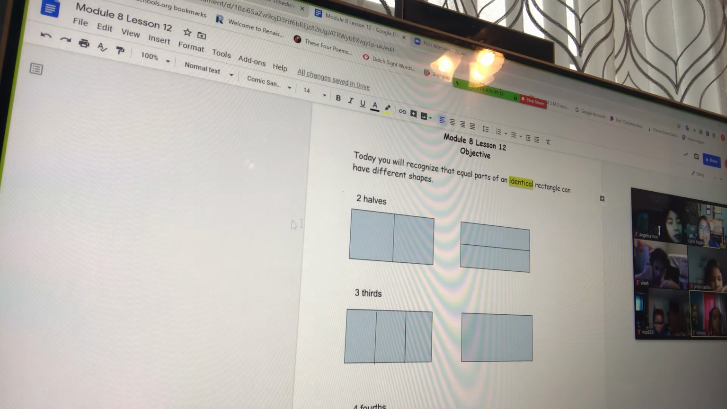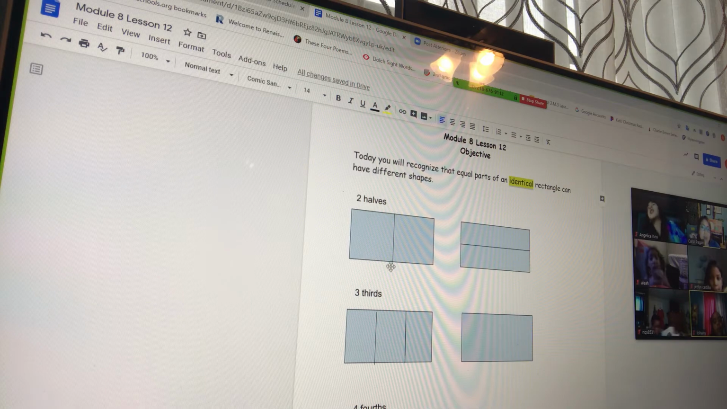So if I had a small circle and a large circle, they would not be identical. They would have to be the same size and the same shape. All right? So here we have two identical rectangles, and I cut them in halves. Both of these show halves. This one shows halves with me cutting it the wide way. And you can see that both sides are the same size. And this one shows halves because I cut the rectangle the long way. But you can see that I made two identical halves.